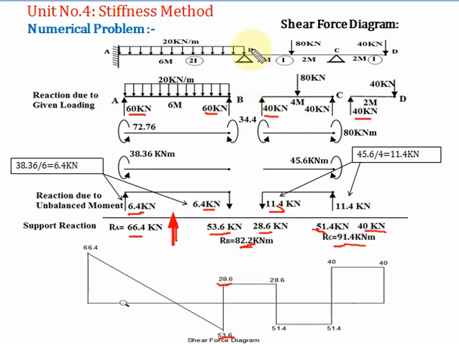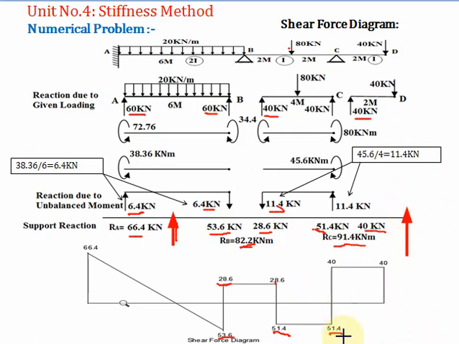Okay, so in this portion there is no load, so you have to join by a horizontal line. So the value is 28.6. Okay, now 28.6 is plus, here the load is 80. So 28.6 minus 80 will give the value minus 51.4. Okay, now again in this portion there is no load, so we have to join by a horizontal line. So here what is the value? 51.4. So what is the reaction at C? 91.4, and it is acting upward.